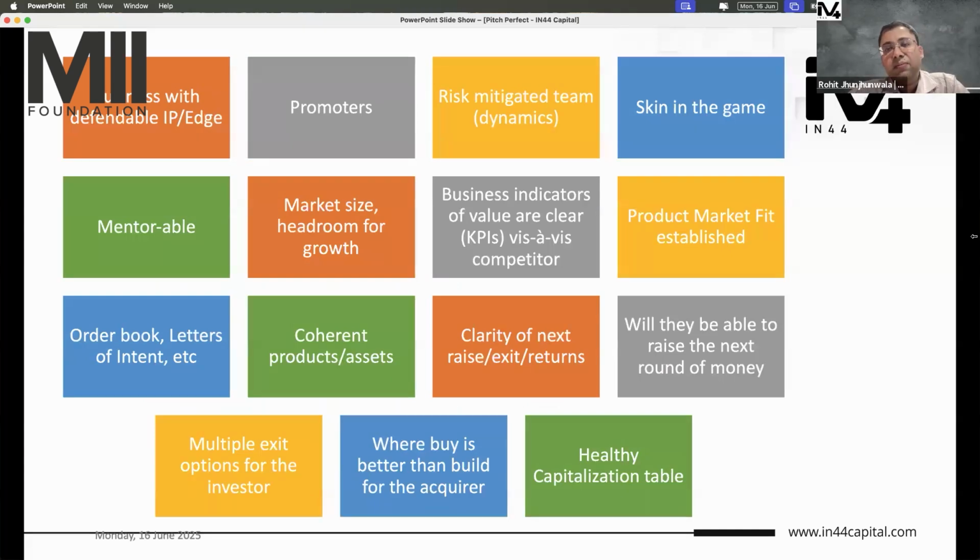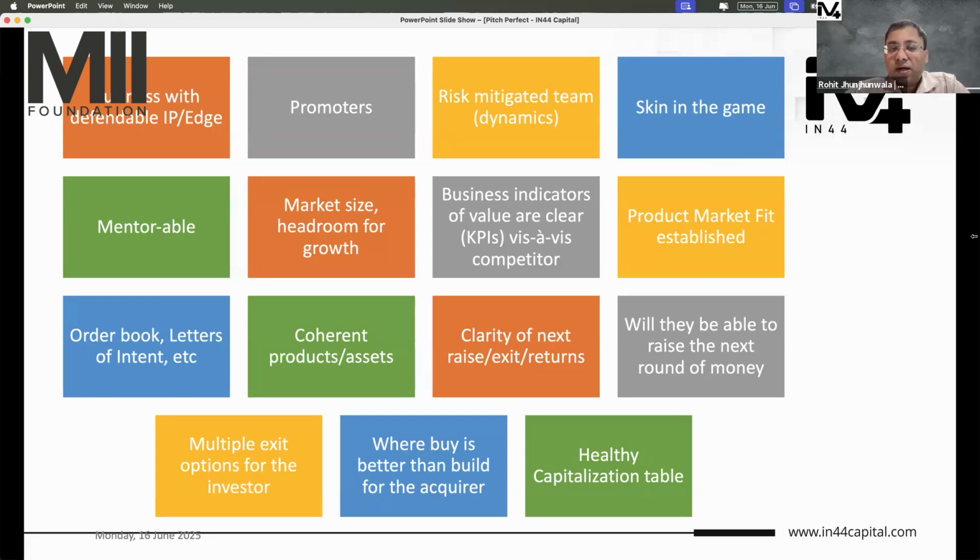Now, this is a mix and match. Not everybody will be looking at everything. It depends on the investor. If you have 10 angel investors, 10 different thought processes will go on. Somebody will focus more on promoters, somebody will focus more on product market fit. Because as an angel, I am putting in my capital and I have all the rights to evaluate it the way I want to, right? So you can't tell me, sir, this is not the right way to look at it. It is my money, and I can look at it the way I want.